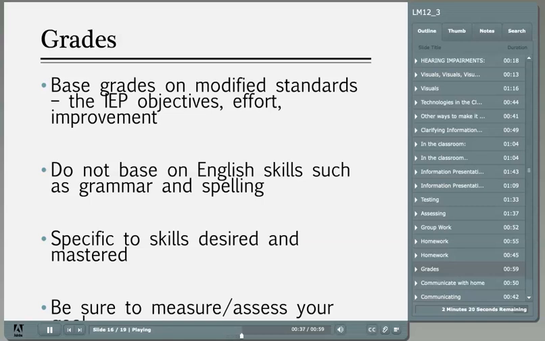If you're assessing a subject that is not included in the IEP, just be cautious to apply any necessary skills that are necessary to complete the task that are covered by the IEP. One example of this that is central to a DHH student's education is that his or her grades are not based on English skills such as grammar and spelling unless that is the specific skill being targeted.